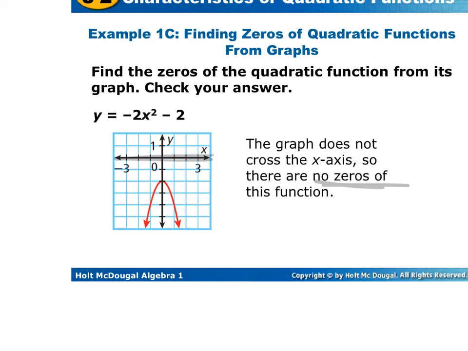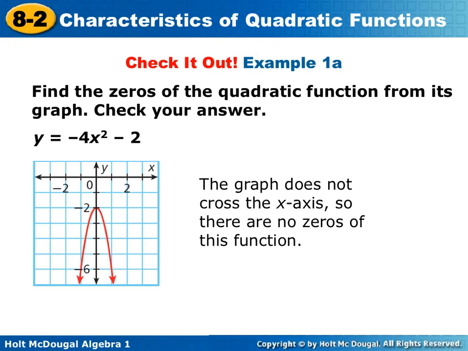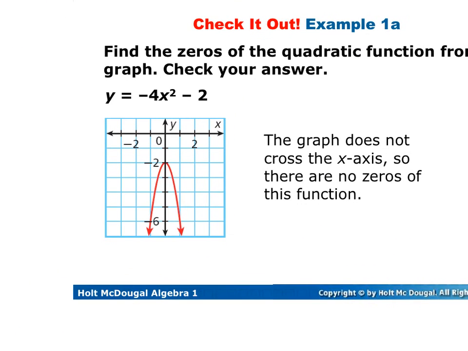Yes? I don't understand. So then this one, it never touched the x-axis. It's touching y, but not x. So this one does not have any zeros. Here's another one. Notice this one again is not crossing the x-axis. So there are no zeros.